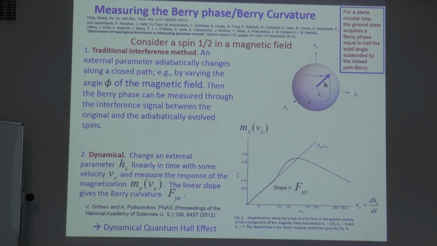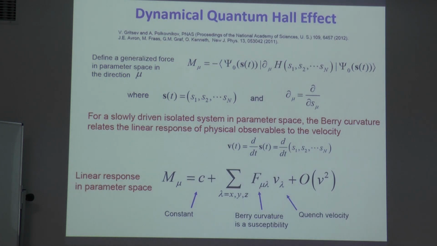On the other hand, there's this idea of a so-called dynamical quantum Hall effect described by Gritsev and Polkovnikov in 2012, where you can change an external field along Hx, with speed dHx/dt, for example move it linearly in time with some velocity, and measure the response of the magnetization along y. And then there's a linear slope, which is the Berry curvature. So you can measure that slope.